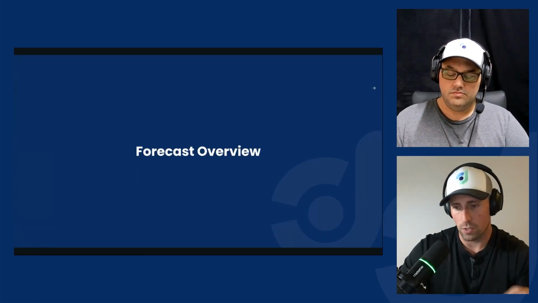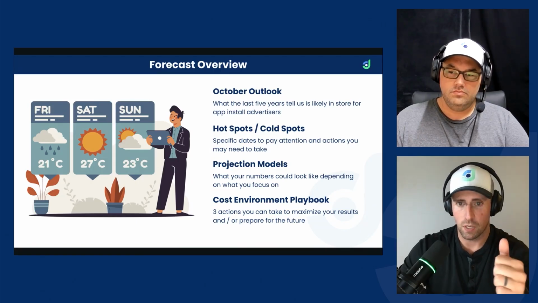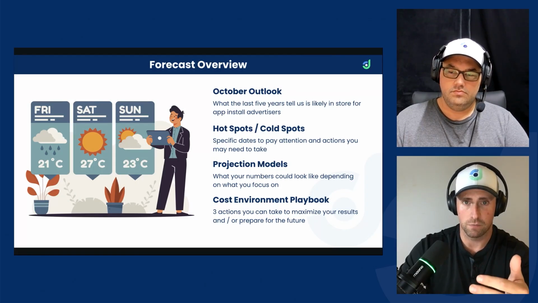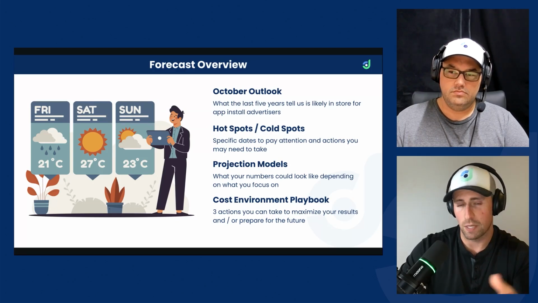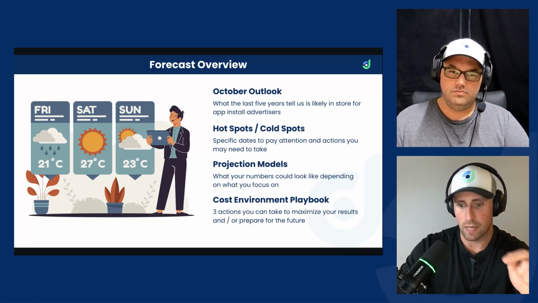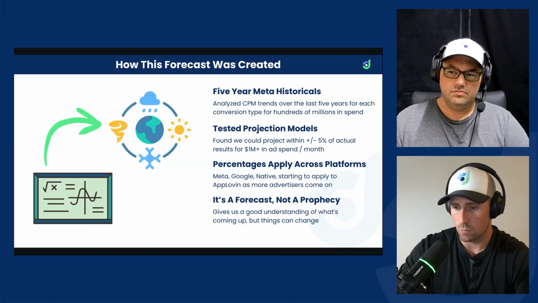So let's talk about what you're going to get in this episode. We're going to go through 4 things. What the October outlook is for you, what the last 5 years tell us is likely for app install advertisers, the hot spots and cold spots you need to pay attention to. I'm going to go through the projection models, what your numbers could look like depending on what you decide to focus on. And then we're going to go through the cost environment playbook, 3 actions you can take to maximize your results now and/or prepare for the future. So let's talk about the October outlook.